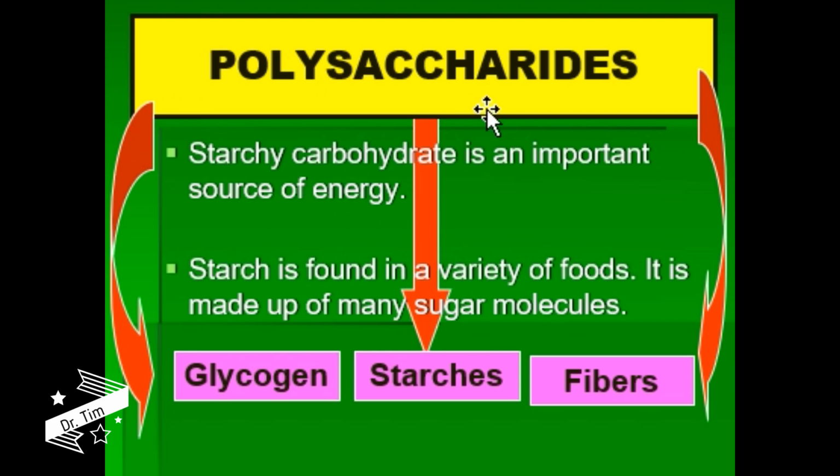Okay, polysaccharide can be starchy carbohydrate. It is a very important source of energy. Starch is found in a variety of foods. It is made up of many sugar molecules. There are three main types of polysaccharide: glycogen, starches, and fibers.